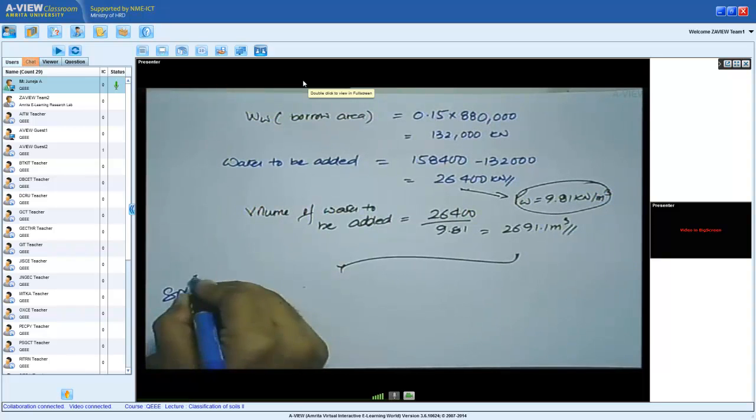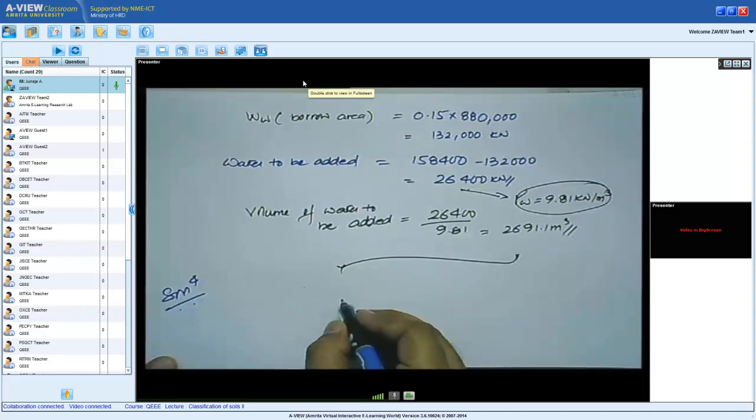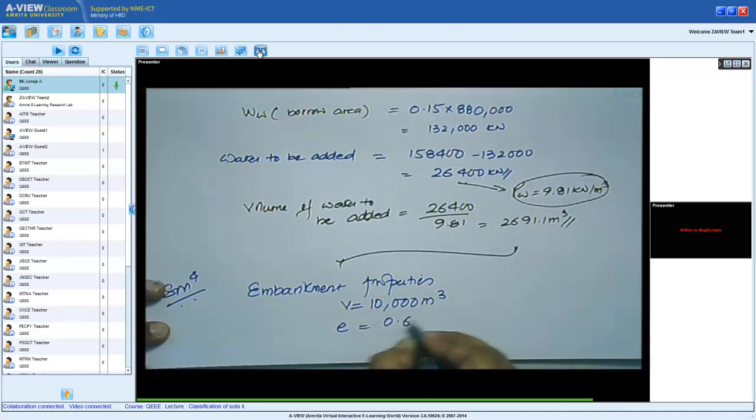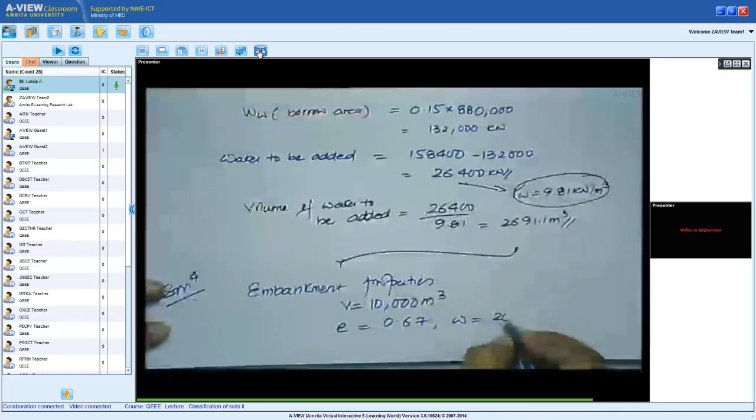This is solution 4. We have the compacted soil volume, final void ratio and final water content given. So I can say these are the embankment properties which are given: final volume is 10,000 meter cube, final void ratio is 0.67 and water content is 20%.